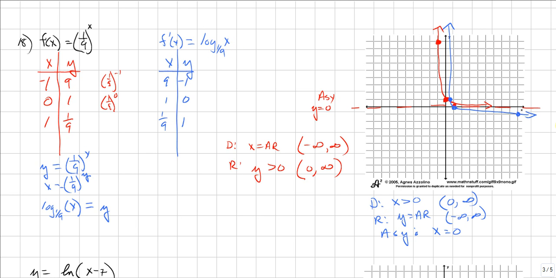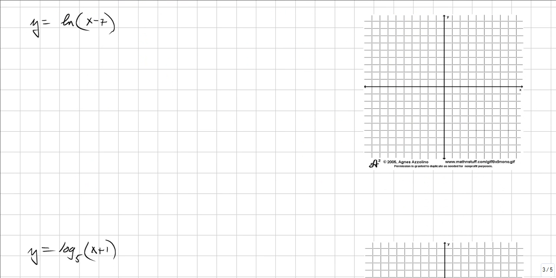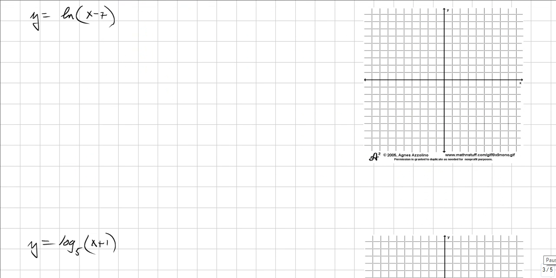And we're done with that problem. Okay, let's start the next problem. So what I have is y equals the ln of x minus 7. And I'm going to do this by hand. So instead of plugging numbers in, I'm going to plot a parent, and then I'm going to shift it.